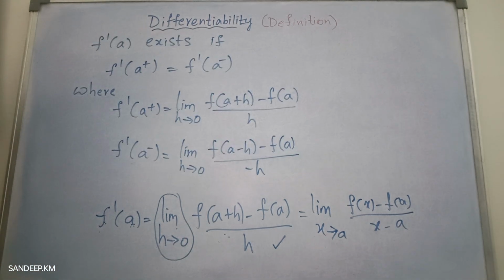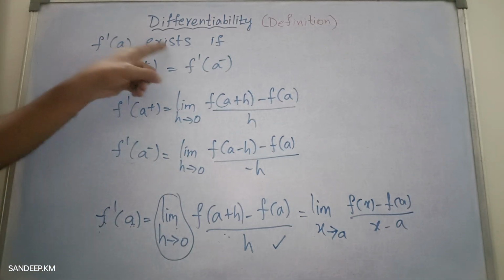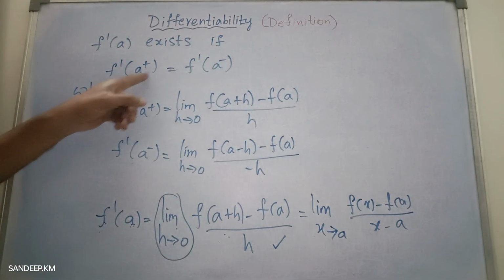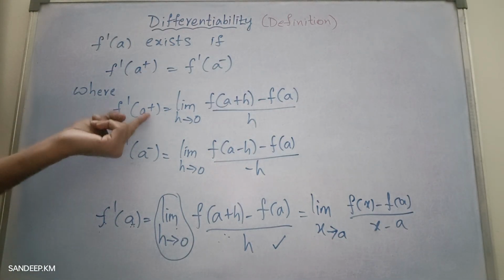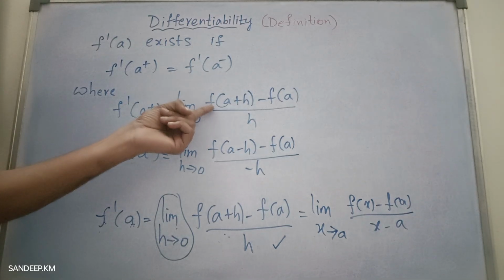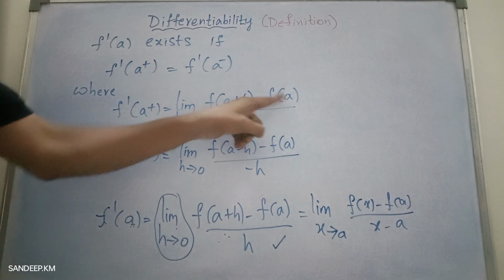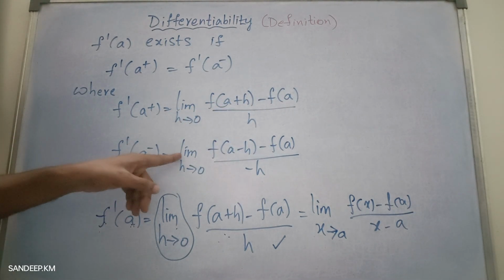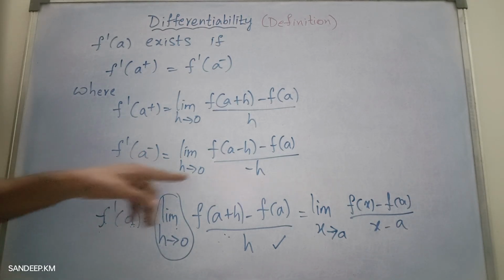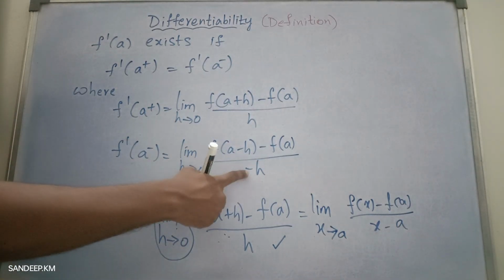Dear students, f'(a) exists, and it will be finite, if f'(a+) is equal to f'(a-). Now what is f'(a+)? f'(a+) is given by the limit h approaches 0 of f(a+h) minus f(a), divided by h. And what is f'(a-)? f'(a-) is given by the limit h approaches 0 of f(a-h) minus f(a), divided by minus h. Please observe, the minus is there in the denominator, minus h.